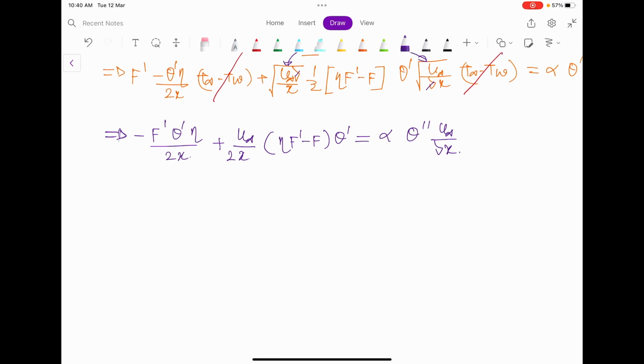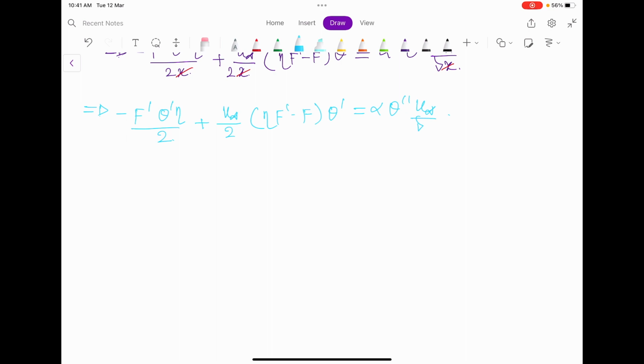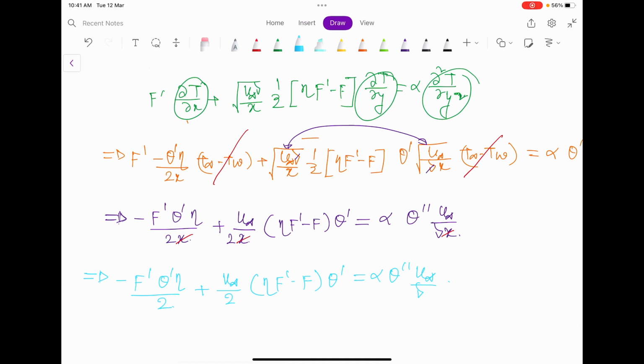Okay, so see that this cancels out. Okay, so the next step becomes minus f dash theta dash by 2 plus u infinity by 2 into what? This minus f theta dash equal to alpha theta double dash u infinity by nu, right? So is it in the form of an ODE? Let us see that.